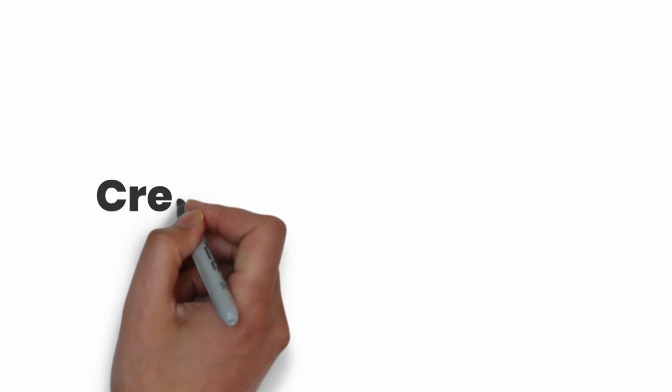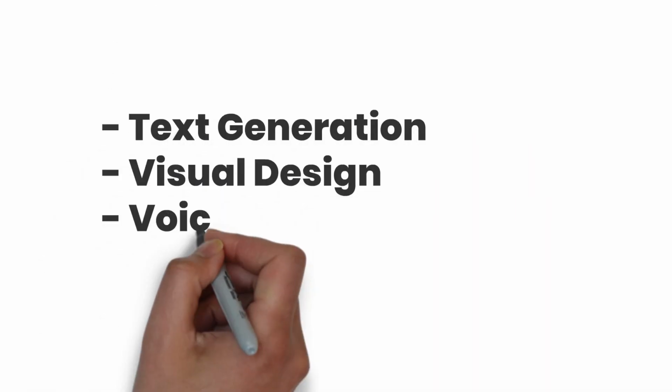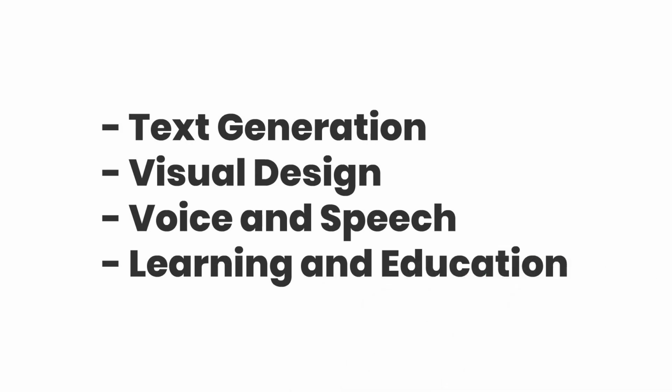Yeah. But the tools we're going to be talking about today are what, next level AI? Kind of. They're more focused on helping you be more creative and productive. Gotcha. Okay, so where do we start? What kind of AI tools are out there? Well, Module 3 breaks it down into some key categories. There are tools for text generation, visual design, voice and speech, learning, and education. Wow, so pretty much everything.